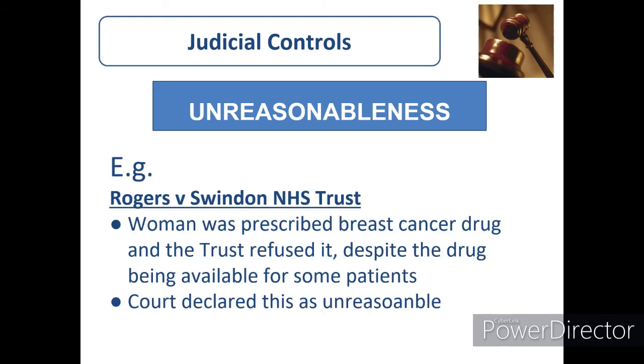A more modern case that illustrates this concept of unreasonableness is Rogers v Swindon National Health Service Trust. In this case, a woman was prescribed breast cancer drugs, but the trust refused to let her have those drugs due to cost. Those drugs were available for some patients, but they refused to give it to that patient. The court declared this ruling, this decision, as unreasonable.